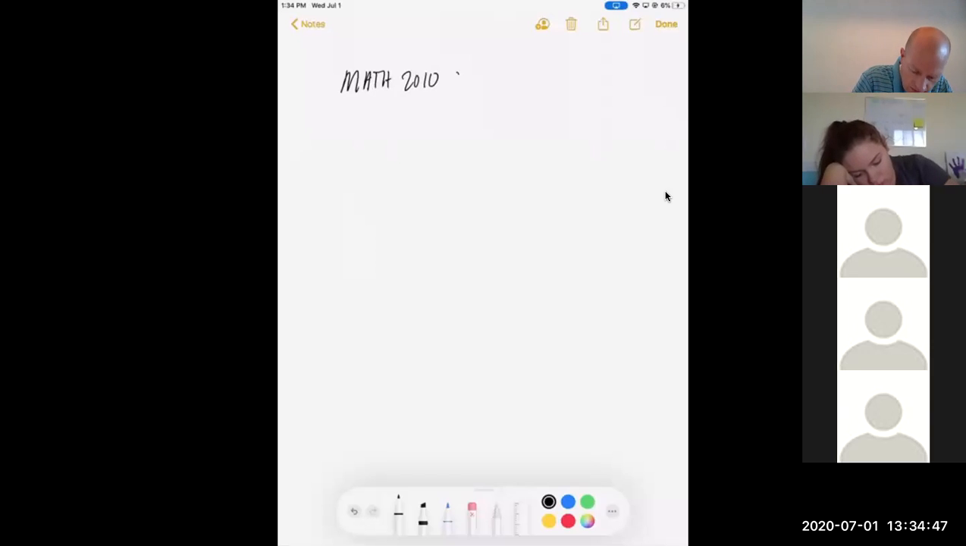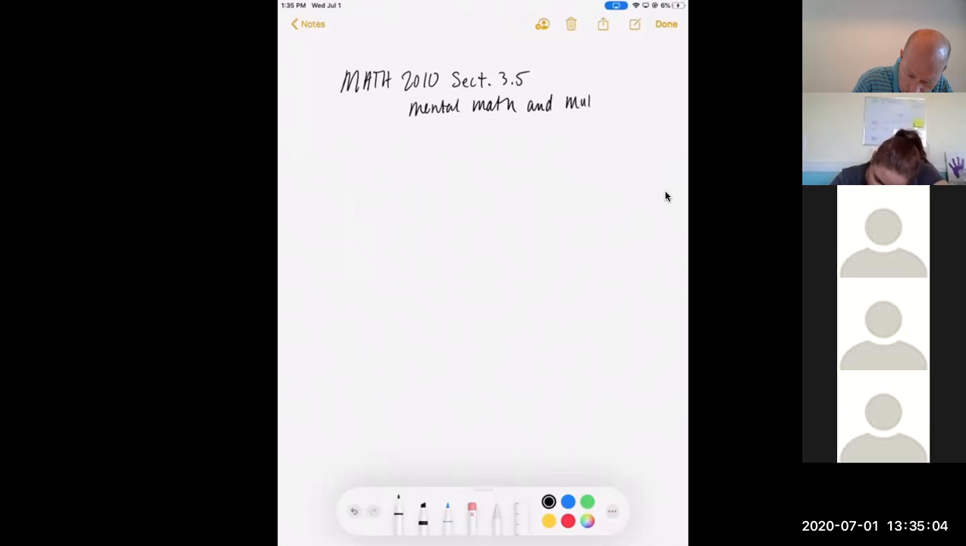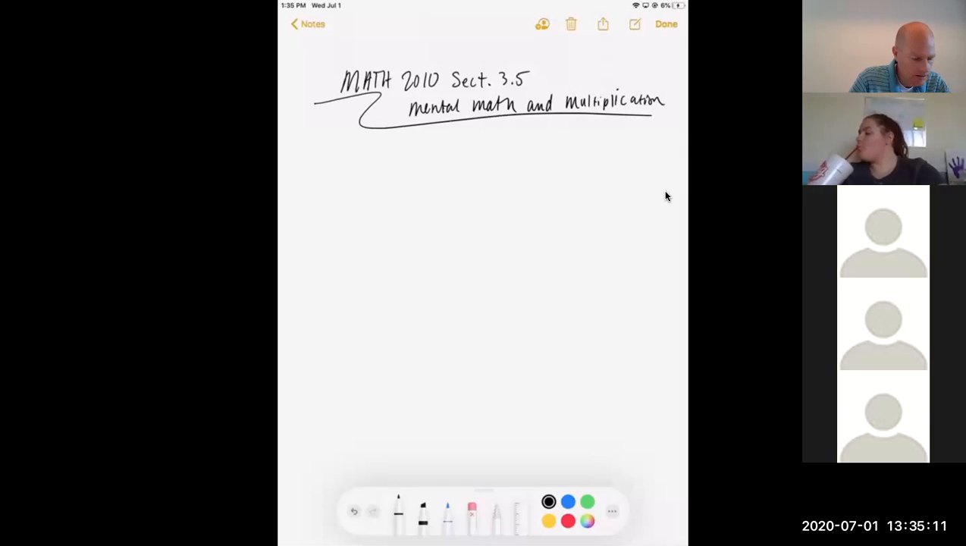So we're doing section 3.5, the 5th section of Unit 3. Mental math and multiplication. All right. The first topic that we're going to do mental math with is expanding more on our multiplying by 5 technique.